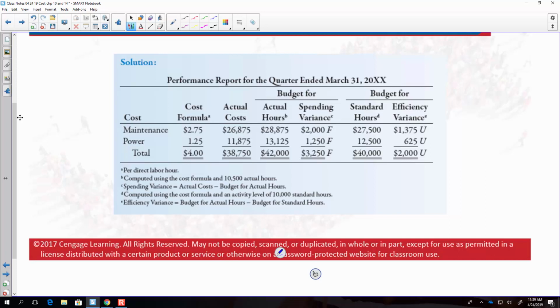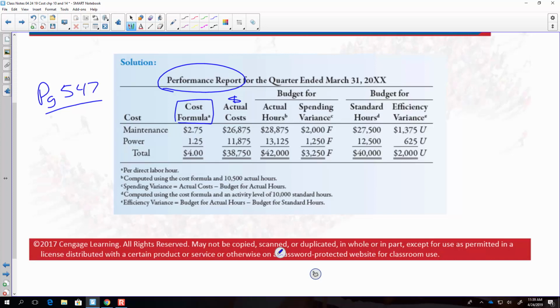This is a performance report. They call it a performance report. Again, this is on page 547. You notice that there's a cost formula here. We're only looking at two variable overhead items, maintenance and power. Obviously, there would be a whole list of these.